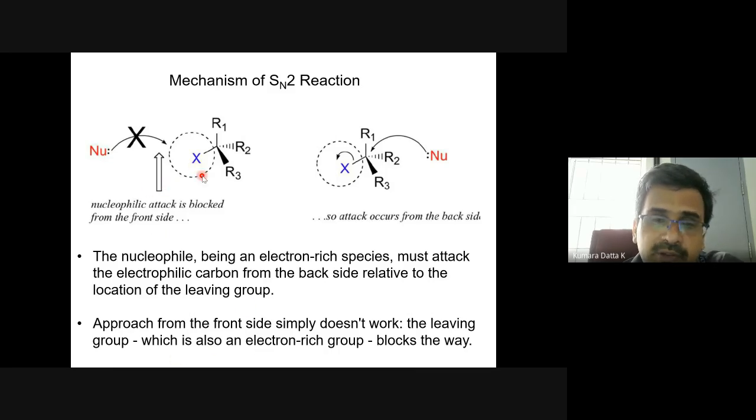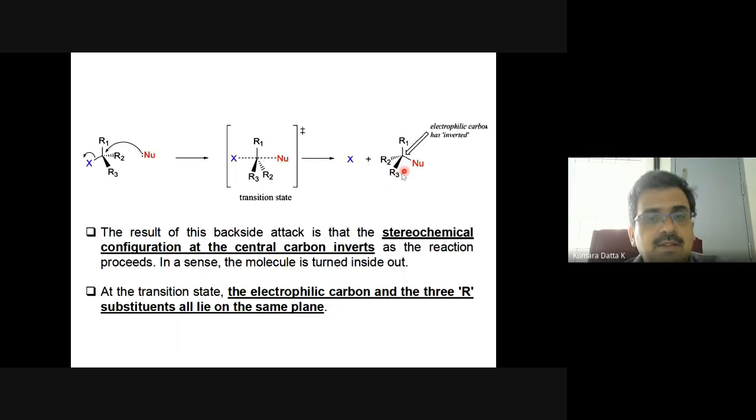Now the leaving group is also electron rich, and the nucleophile is also electron rich, so both don't like each other. So only when the leaving group departs does the nucleophile enter. That is the reason why they are in opposite directions. You can see here, the nucleophile from the rear side and the leaving group on the front side is the transition state. In the transition state, both nucleophile and leaving group are positioned at one place.